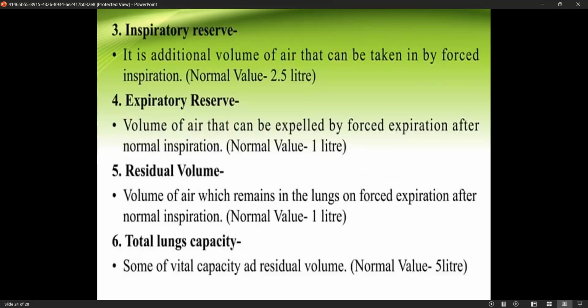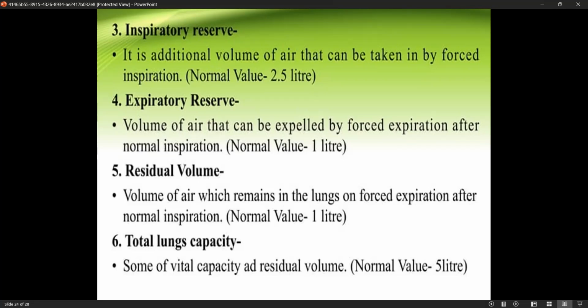Next, inspiratory reserve. It is the additional volume of air that can be taken in by forced inspiration. So if we take a forced inspiration, the additional volume of air that is reserved in our lungs is called the inspiratory reserve. The amount is 2.5 liters. And expiratory reserve is the volume of air that can be expelled by forced expiration after normal inspiration, and that is 1 liter.